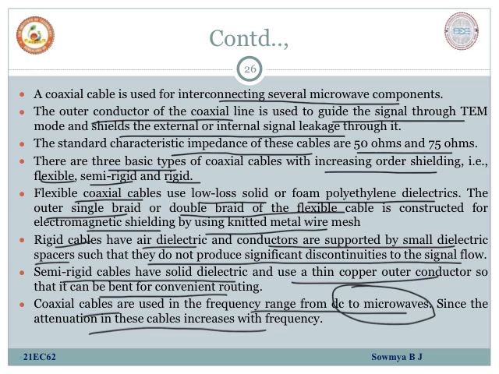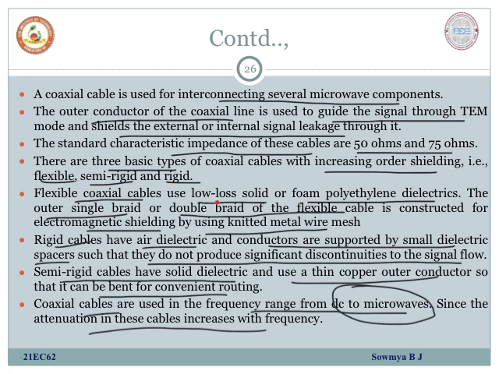I repeat, the coaxial cable is basically used for interconnecting several microwave components. The outer conductor of the coaxial line is used to guide the signal through TEM mode and shield the external or internal signal leakage through it. The standard characteristic impedance of these cables is 50 ohms and 75 ohms. There are three basic types of coaxial cables in increasing order of shielding, that is flexible, semi-rigid and rigid.